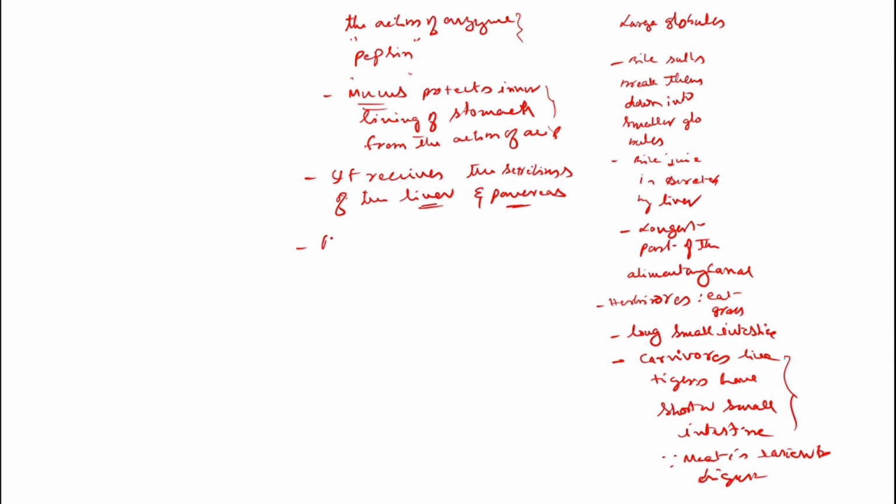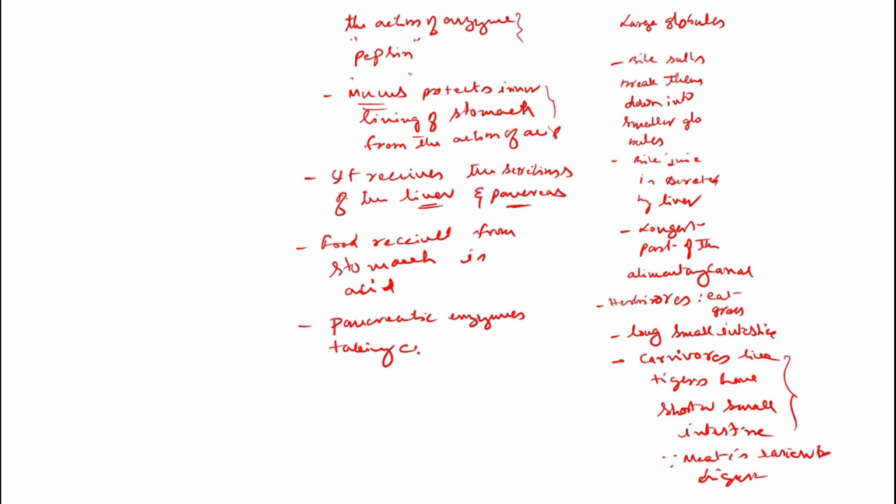So food received from the stomach is acidic. So what we have to do? So food coming from the stomach is acidic. So we have to make it alkaline. So which part is taking care to make the food alkaline? So pancreatic enzymes are taking care to make the food again alkaline. So alkaline means basic. Okay, we have seen.